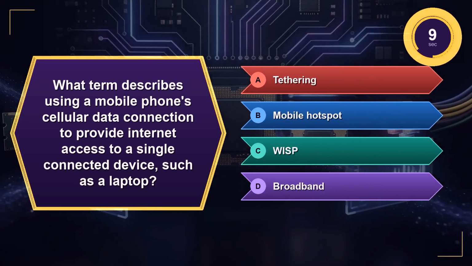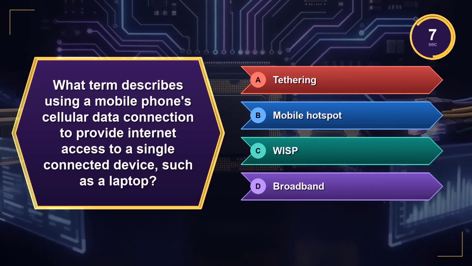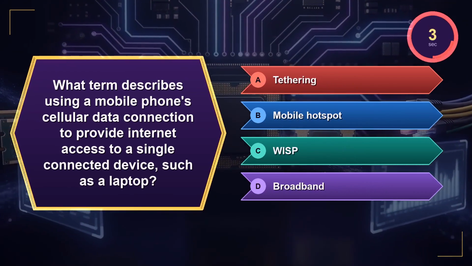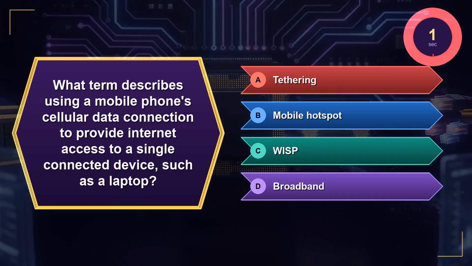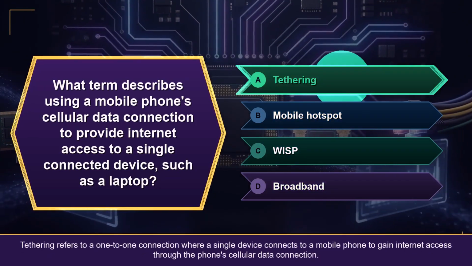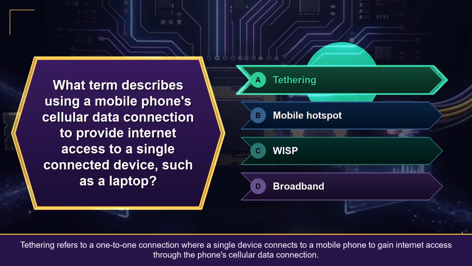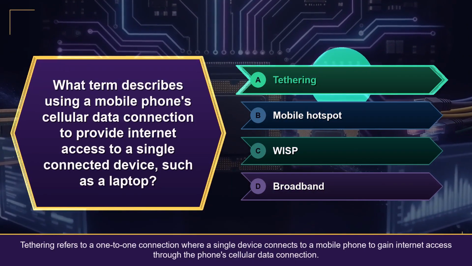What term describes using a mobile phone's cellular data connection to provide internet access to a single connected device, such as a laptop? Tethering refers to a one-to-one connection where a single device connects to a mobile phone to gain internet access through the phone's cellular data connection.